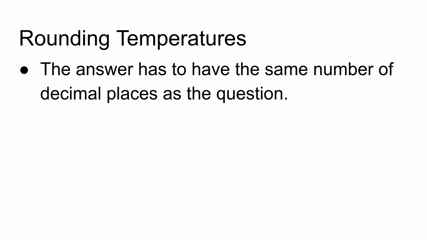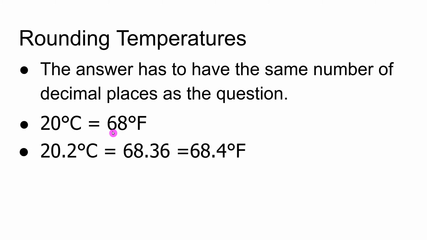The answer has to have the same number of decimal places as the question. So if you're given convert 20 degrees Celsius, the answer would be 68 degrees Fahrenheit. Integer, integer. If you're given 20.2 and you do the conversion using the formula, you're going to get 68.36. But you need to round that to one decimal because the question, 20.2, had one decimal place. So the correct answer would be 68.4.